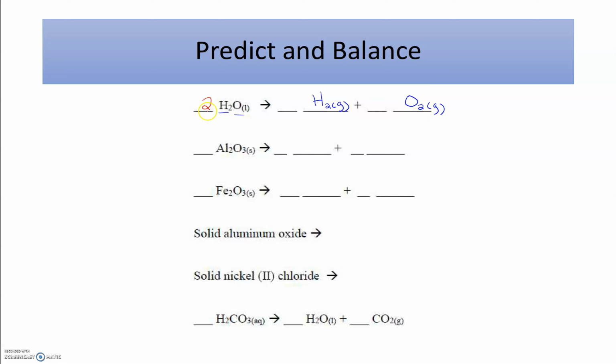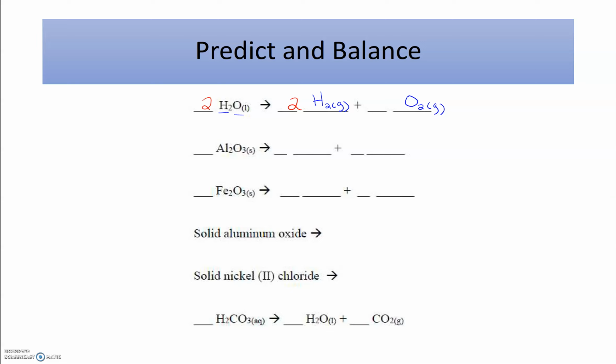But if I look at my hydrogens, I've got 2 water molecules, which will give me 4 hydrogens. So 2 times 2 gives me 4. And I only have 2 hydrogens in that formula for the hydrogen as the element. So I'm going to need a coefficient of 2 in front of the hydrogen so that I've got hydrogen balanced as well.